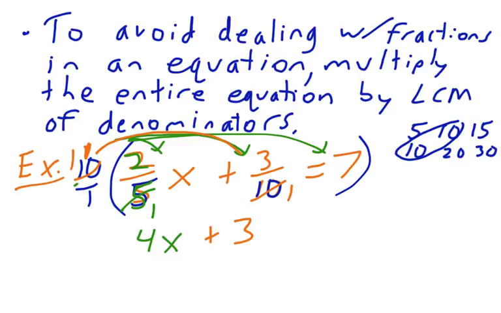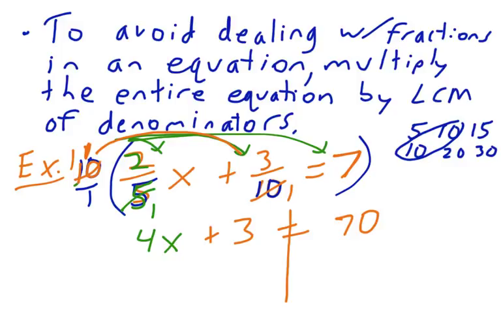So really, you just lose the denominator, don't you? The 3/10 just becomes 3. And then 10 times 7 gives me 70. And now we're done with all of our fractions. Now it's just a two-step equation.